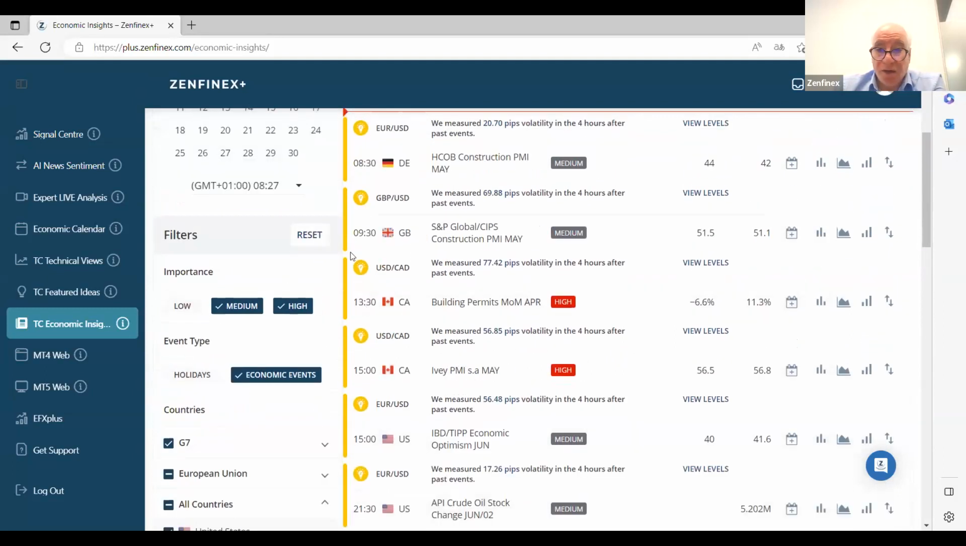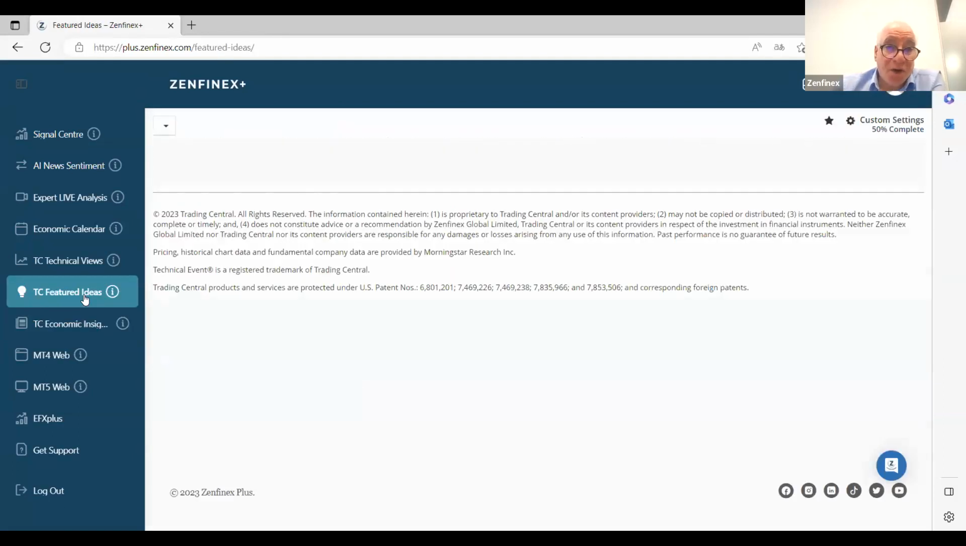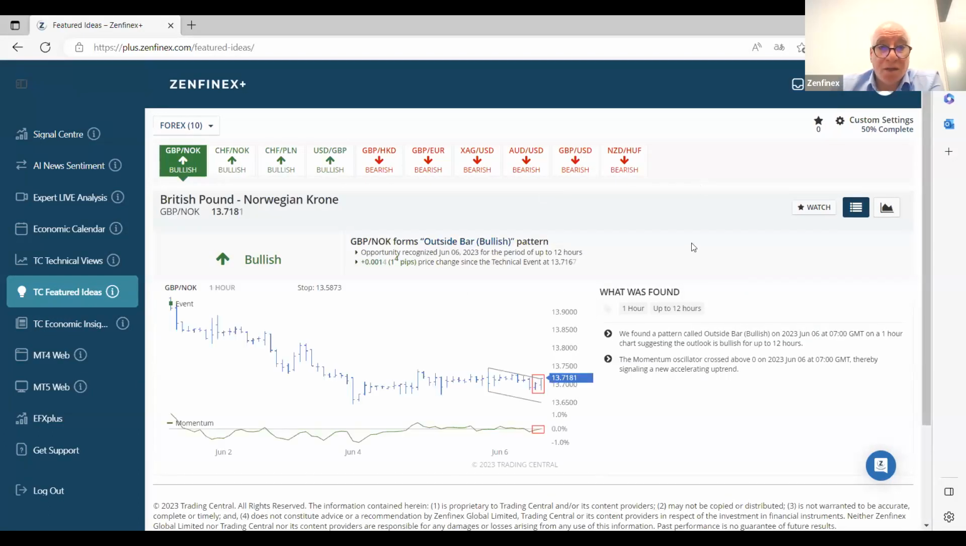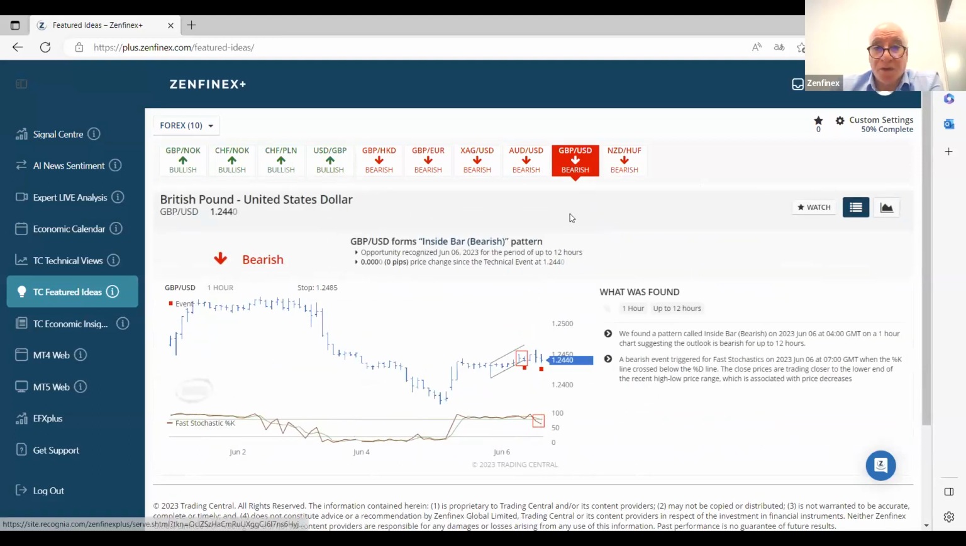Let's have a look at the trading ideas feature. So trading ideas basically is a tool within the free portal that will give you some trade ideas with a bit of description on what it might be doing. So let's have a look at the GBP USD, and we'll do the same. We'll go to our charts and have a look.